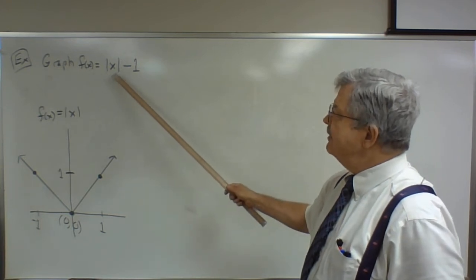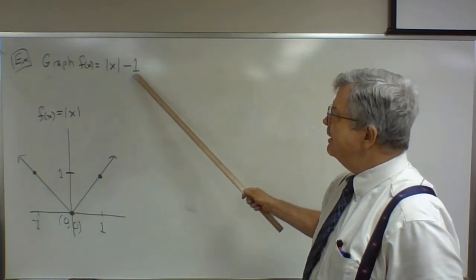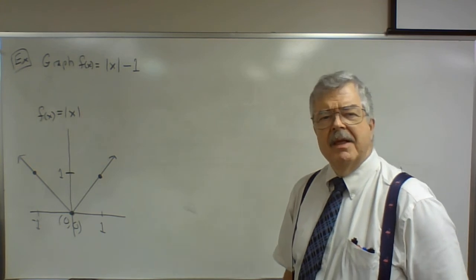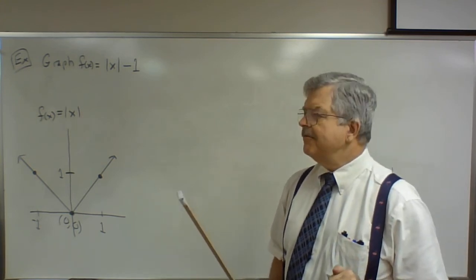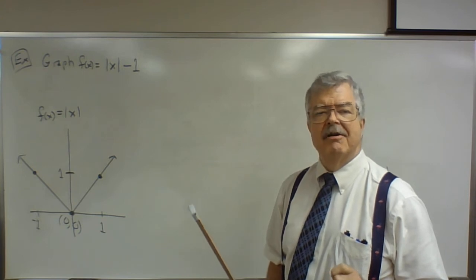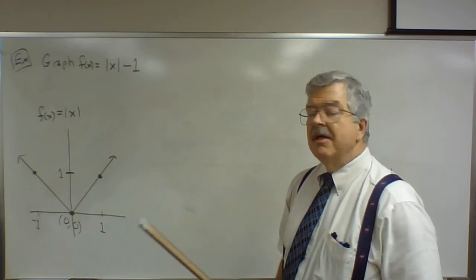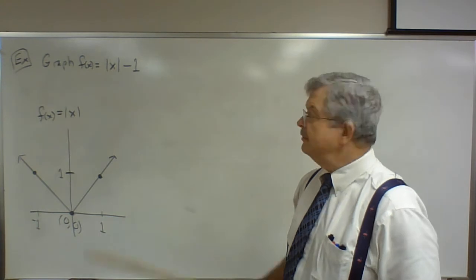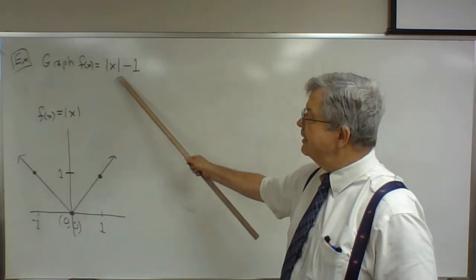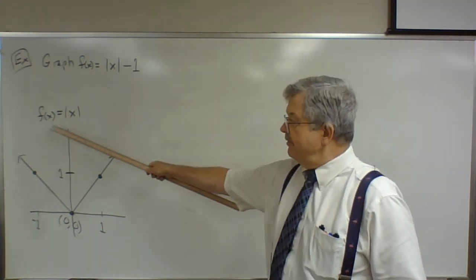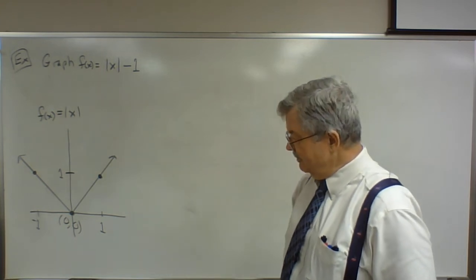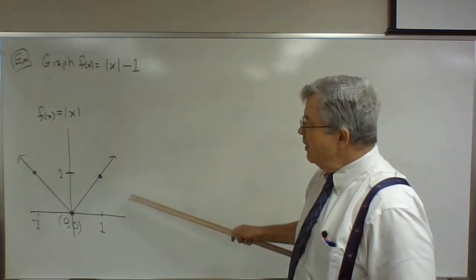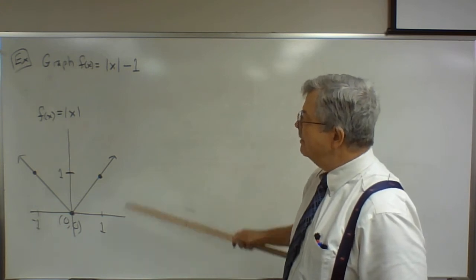Graph f of x equals absolute value of x minus 1. Now to do this, we start off with one of the graphs in our repertoire of basic functions. The graph of the function that most closely resembles this, and that's going to be the graph of f of x equals absolute value of x. We're going to use this as our model.